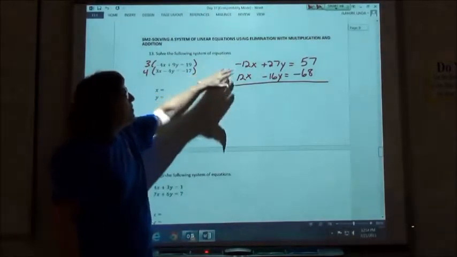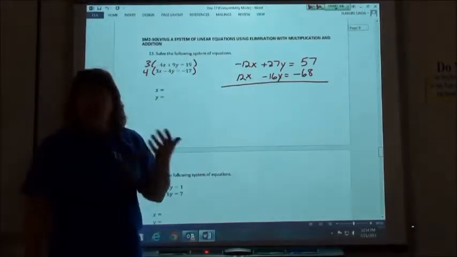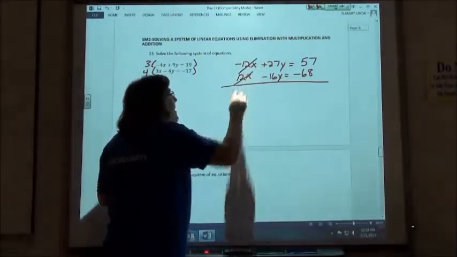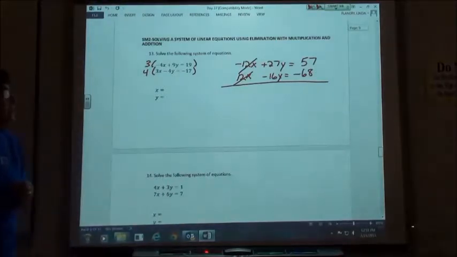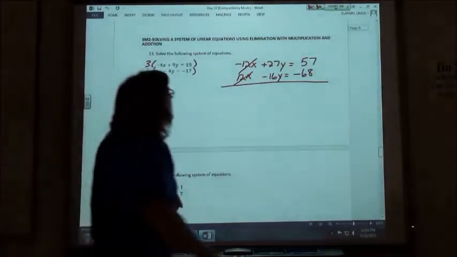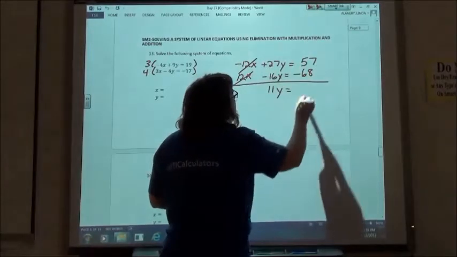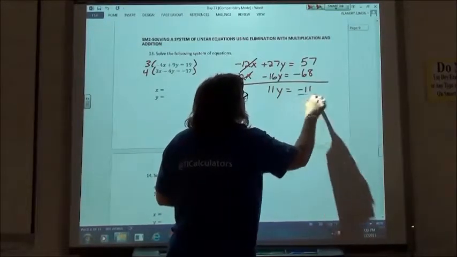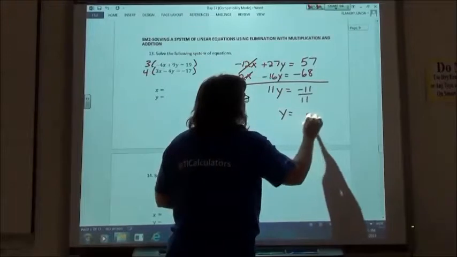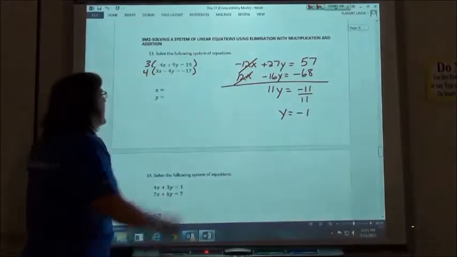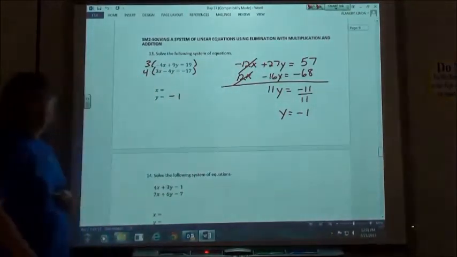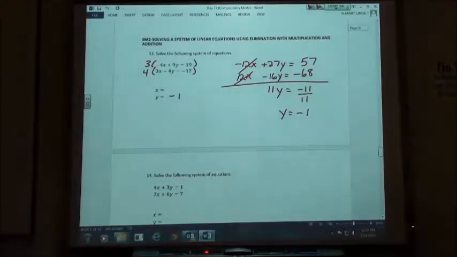I now have opposites in front of my x's so that when I add, I eliminate my x's from the equation. 27 minus 16 gives me 11y. 57 minus 68 is negative 11. So when I divide, I get my answer, y equals negative 1. Found one of my answers, I still have to find the other one.